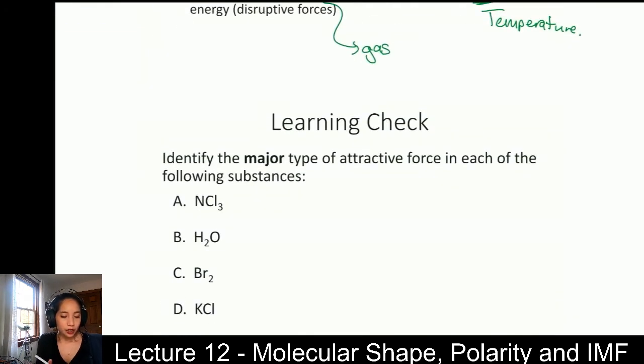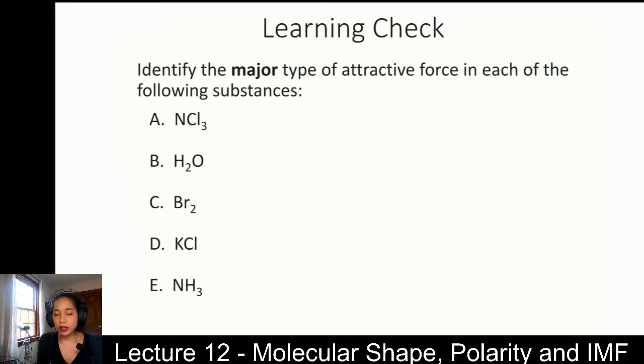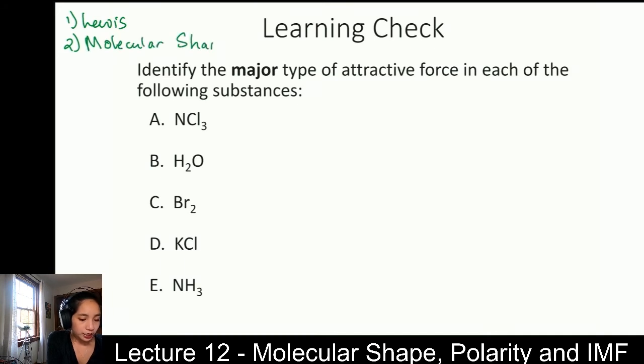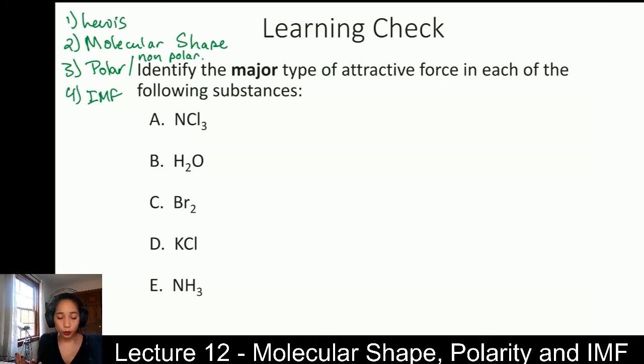Okay, so with this learning check, we are combining everything we learned in lectures 11 and 12. We need to know the Lewis structure of the compound. We need to know the molecular shape. We need to know whether the molecule is polar or nonpolar. That's the important thing: polar versus nonpolar. And then finally, we need to apply our rules for intermolecular forces. So that's what we're going to do here.